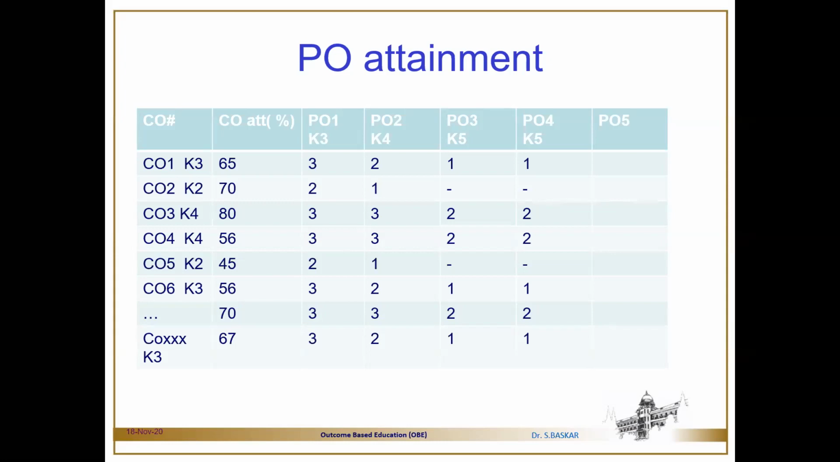Can you calculate PO2 attainment? PO2 attainment will be 2 into 65, 1 into 70, 3 into 80, 3 into 58, 1 into 45, 2 into 56, 3 into 70, plus 2 into 67, divided by the number of non-zero entries into 3. Therefore, 8 into 3, 24. The denominator will be the same. I think somebody already calculated. They are very fast. 46. Have you calculated correctly? I don't know the answer. Anyway, I know the methodology.